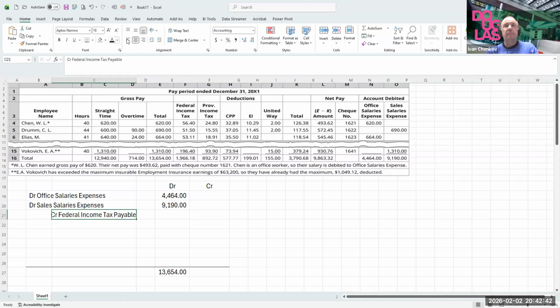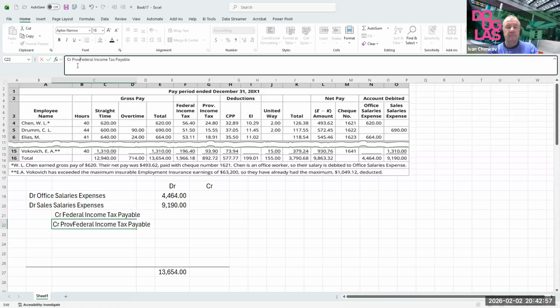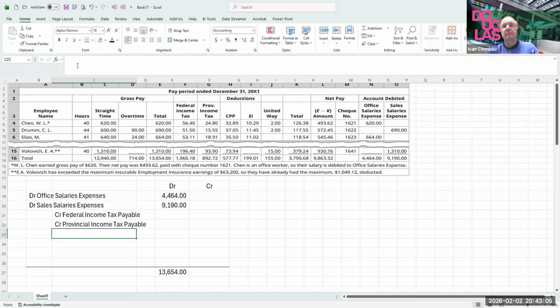Next one will be credit, provincial income tax payable. Next one will be Canada Pension Plan payable. That will be employee. Then we have to pay employment insurance, credit. Employment insurance payable. Again, employee.